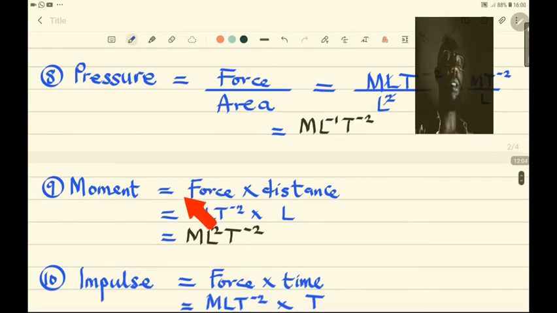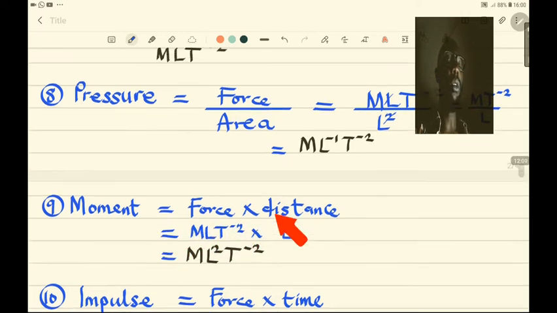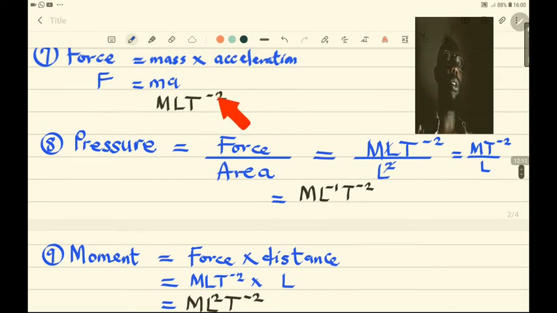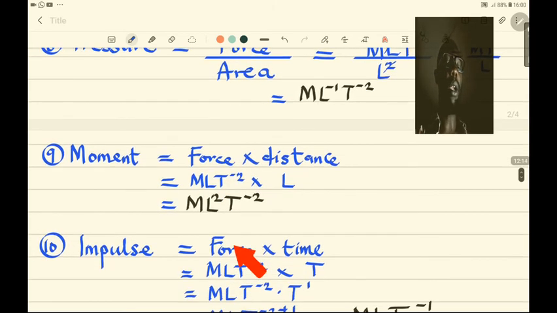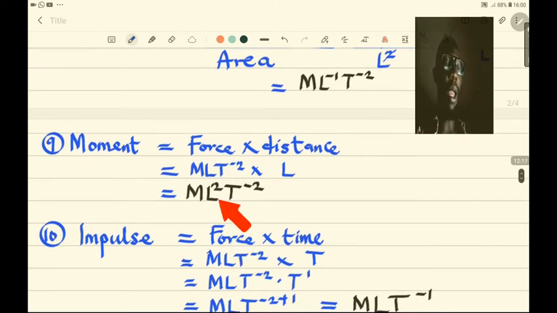Now next is moment. The formula for calculating moment is force times distance. The dimension for force, which we've done earlier, is MLT minus 2. So you can just bring it down and write MLT minus 2, multiplied by distance. The dimension for distance is L. So now it will be M, bring it down, L times L, that is L square. That is how we have our L square there. Then T to the power of minus 2. So this is the dimension for moment, ML square T to the power of minus 2.